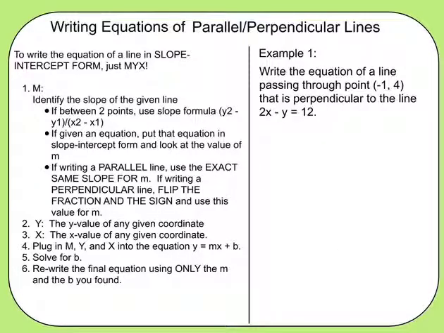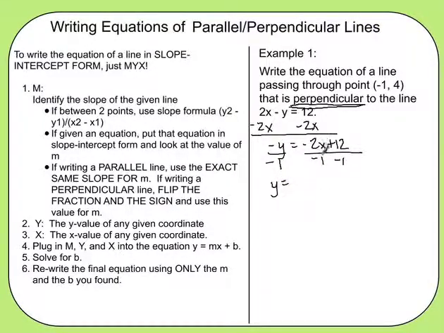Let's do the exact same thing, but this time let's look for a perpendicular line. Write the equation of a line passing through negative 1, 4 that is perpendicular, and I'm going to underline that so I don't forget, to the line 2x minus y equals 12. First thing I have to do: what is the slope of the given line? Solve for y. I'm going to subtract 2x. Bring down the negative in front of the y. Y is not by itself yet. Got to divide everything by that negative 1. Negative divided by negative is a positive. Positive divided by negative is a negative.